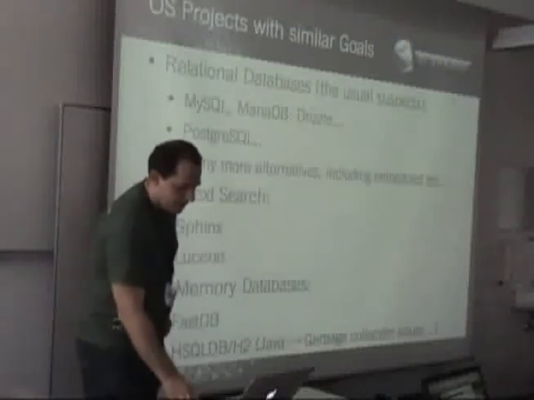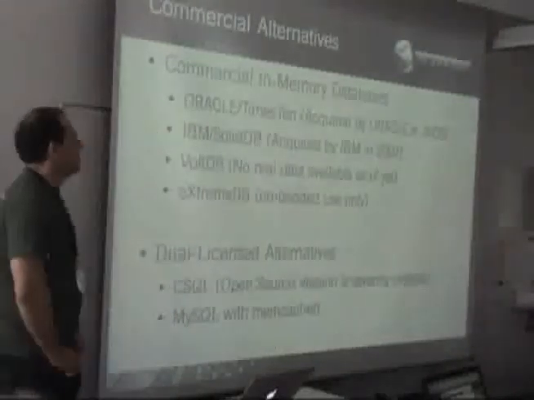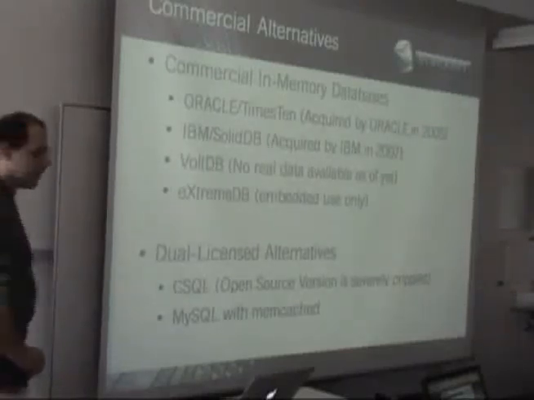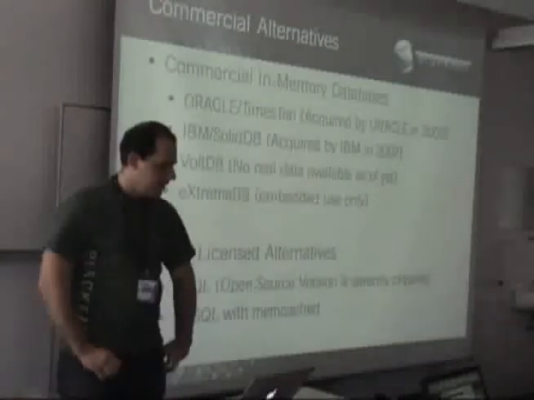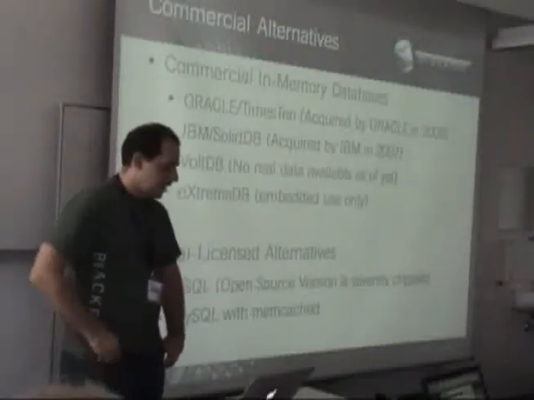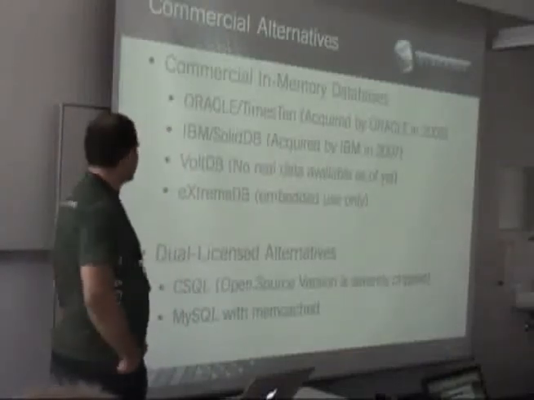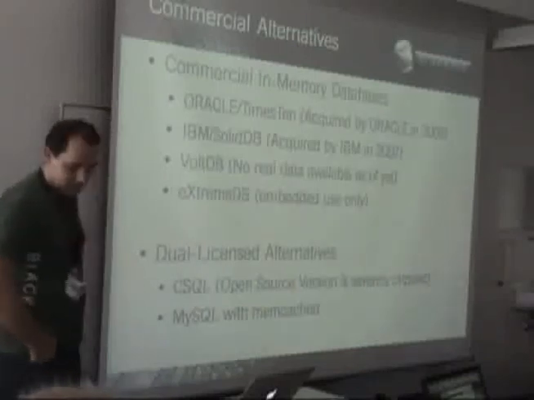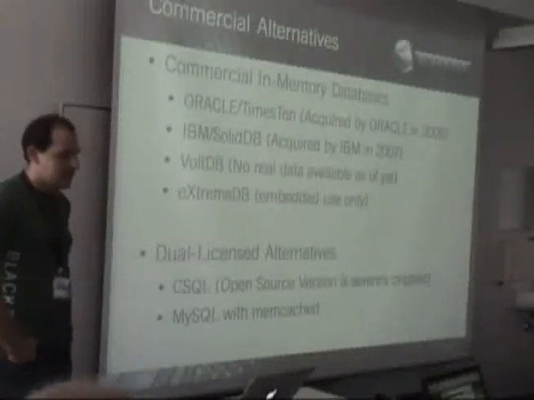So although we love Java, for this it was not really a good choice. There are commercial alternatives: TimesTen, SolidDB, VoltDB, ExtremeDB, which again is written in Java, and dual license alternatives, CSQL. The sad thing is the open source version of CSQL really sucks.